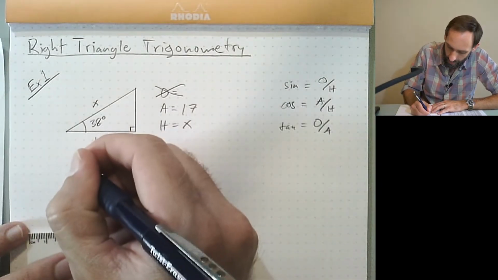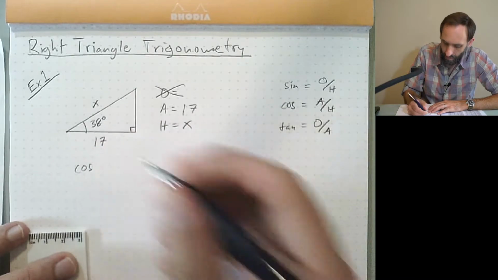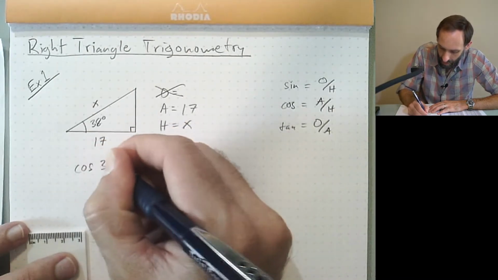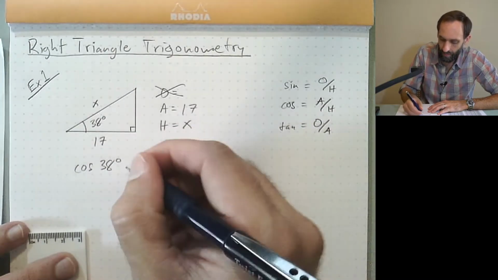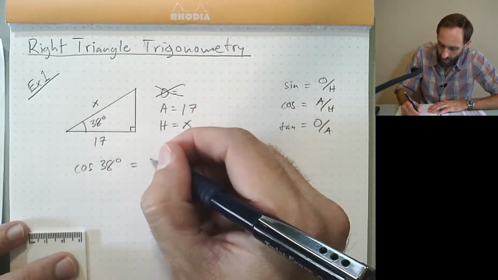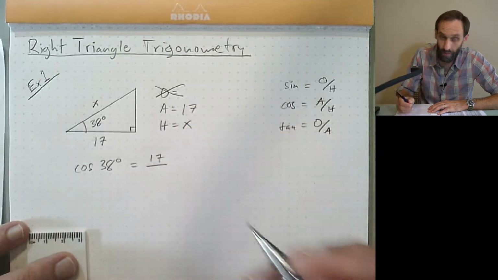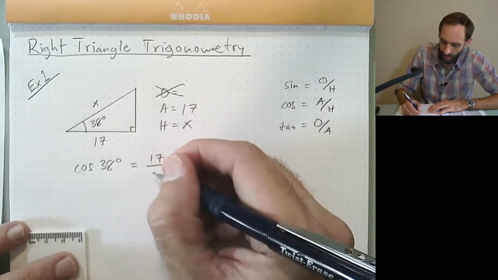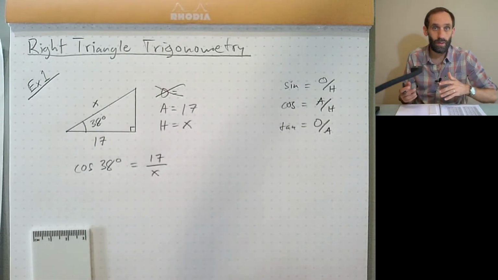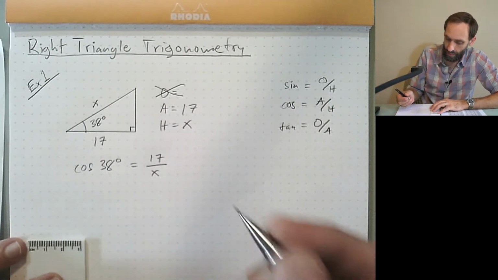So let's go ahead and write this out. The cosine of the angle, now because I know the angle, I'm not going to put theta in here, I'm just going to go ahead and write 38 degrees, is equal to the length of the adjacent, which is 17, divided by the length of the hypotenuse, which is x. Okay, now all I need to do is a little bit of algebra to find out what x is.